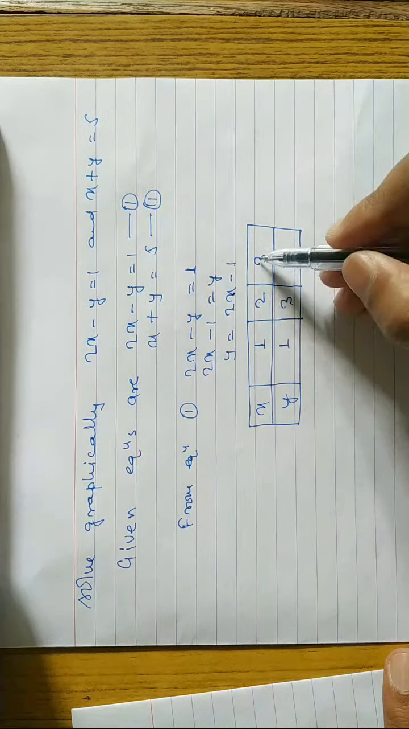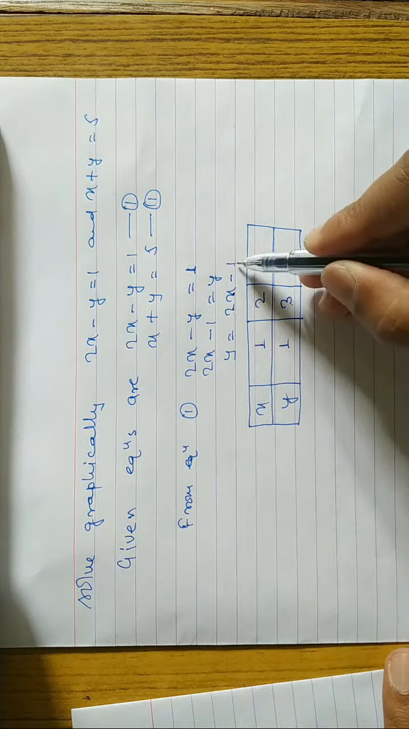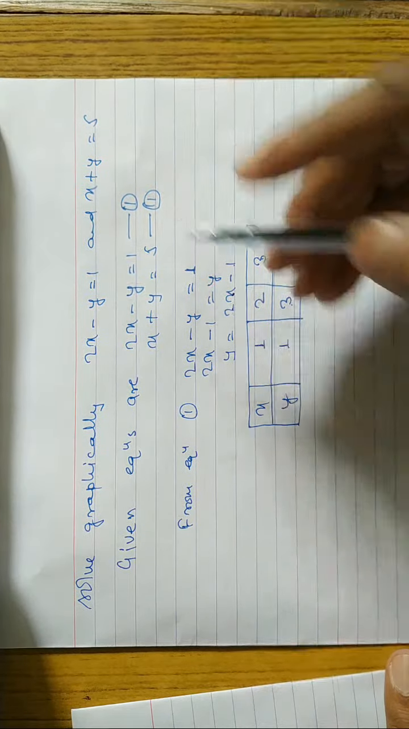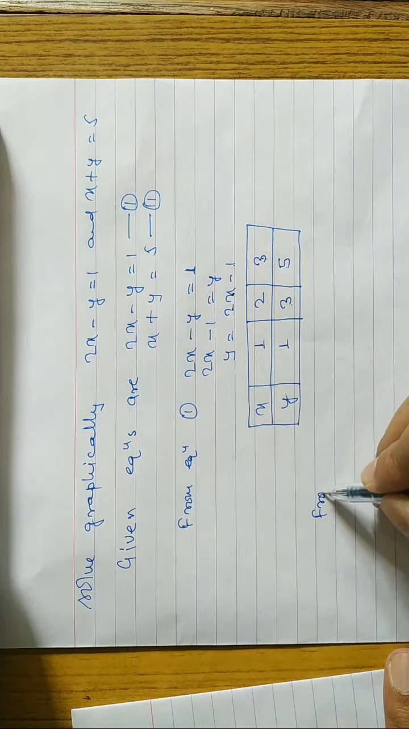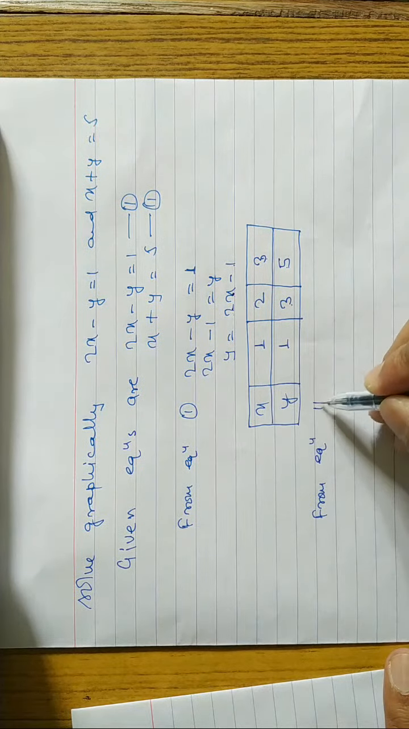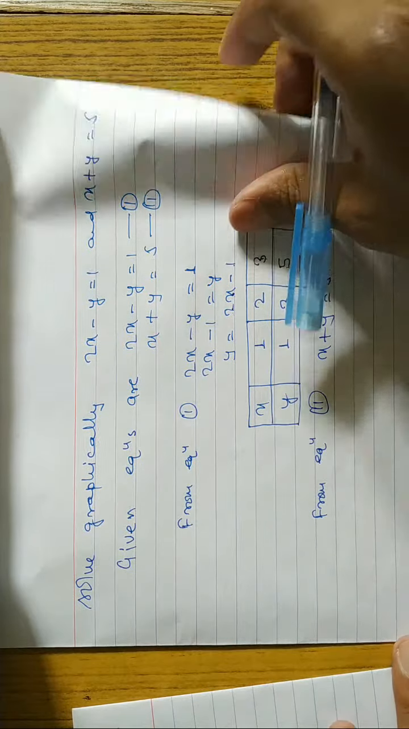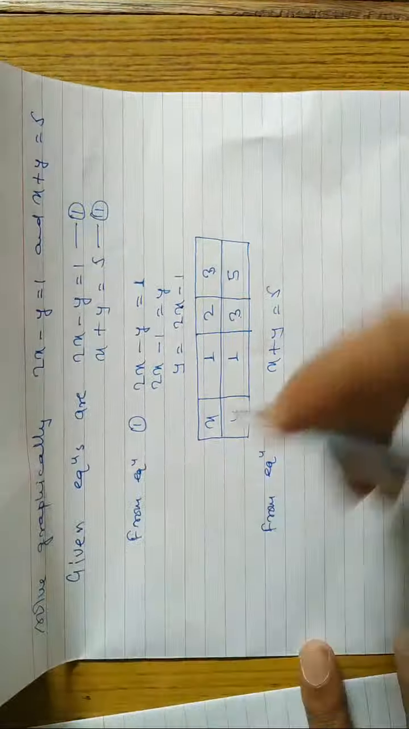3 put here, 3 2's are 6. Value of x means 3. 3 2's are 6, 6 minus 1, how much? 5. So we can write here 5. Now the next equation we have to take from equation 2. When you take equation 2, x plus y is equal to 5.